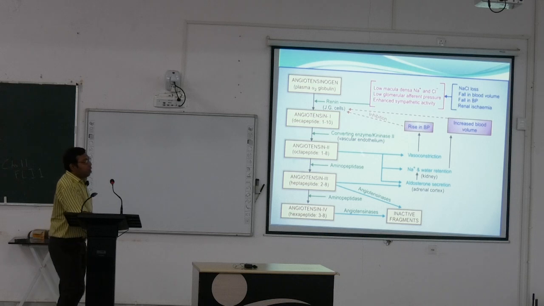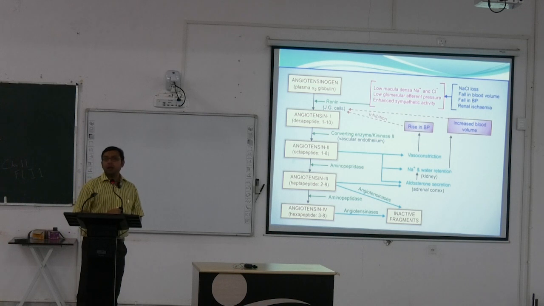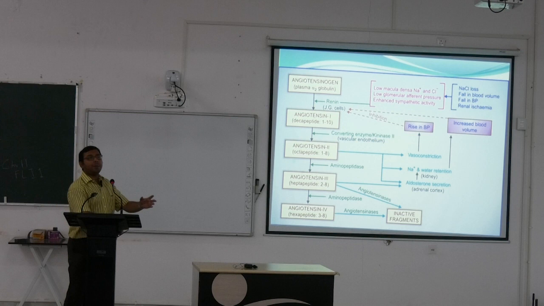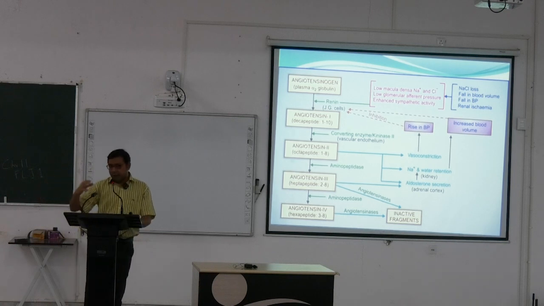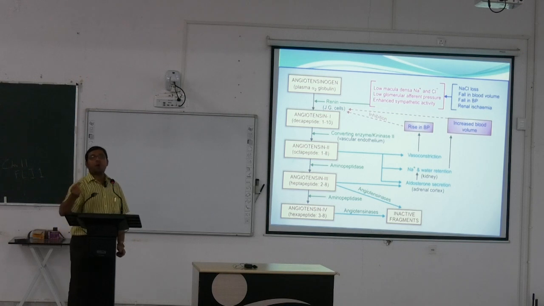So you can see, this is the angiotensinogen. Angiotensinogen is mainly formed from plasma alpha 2 globulin. So when sodium and chloride levels are low in the macula densa, when there is low glomerular afferent pressure, and when there is enhanced sympathetic activity like beta agonism, and it happens when there is sodium chloride loss. For example, when there is hypotension, an accident with severe bleeding, or severe dehydration, severe loose stool or vomiting, in all these cases sodium chloride level is less, and the kidney contains the juxtaglomerular cells and macula densa, which sense that the sodium chloride level is less.